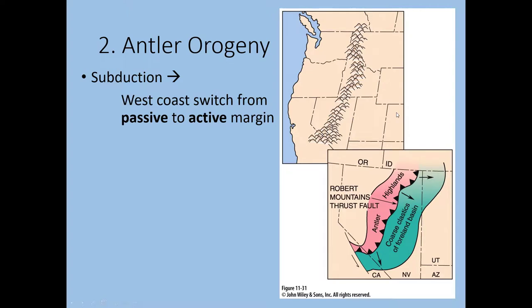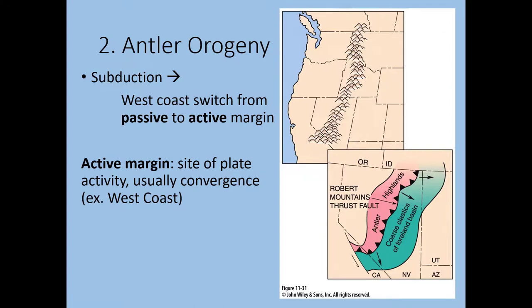What happened, and we've only been talking about the East Coast this whole semester, was that the West Coast switched from what geologists call a passive margin to an active margin. And the words really say it all. An active margin is a place where plates are converging. That can be ocean to ocean convergence. It can be ocean to continent or continent to continent convergence, but any location where there is a site of convergence.